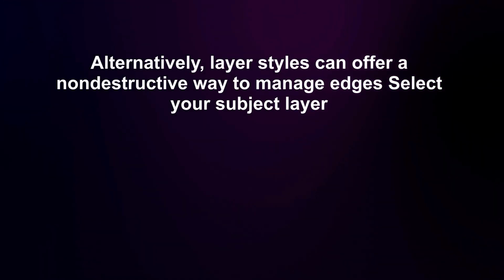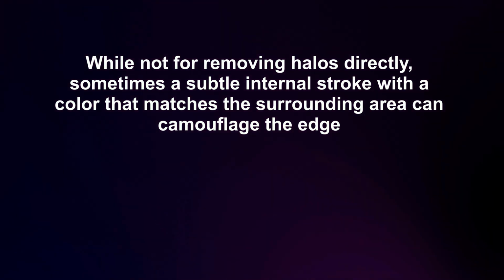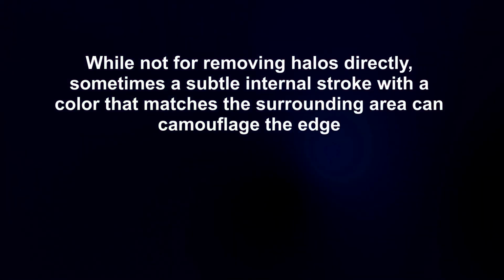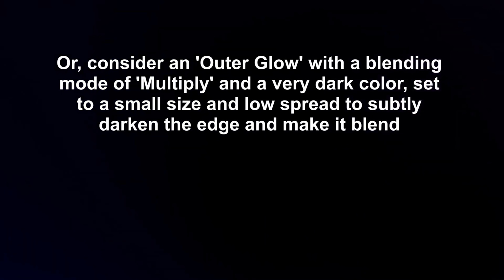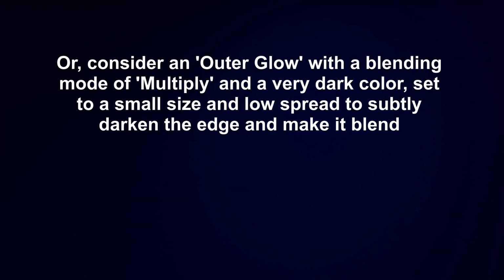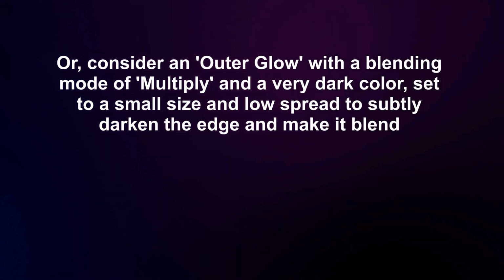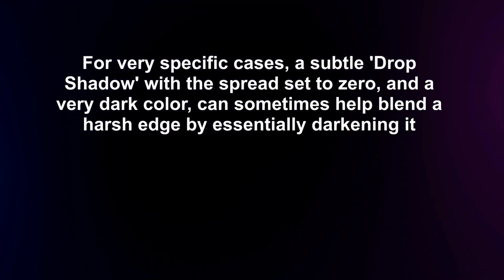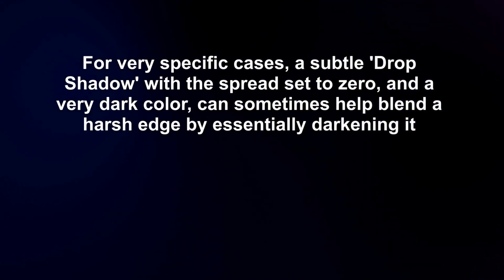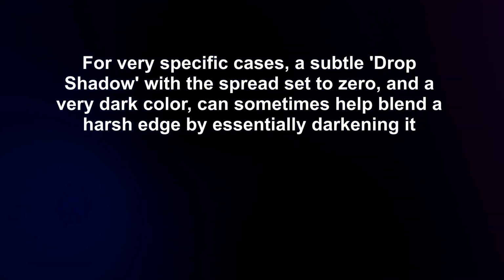Select your subject layer. While not for removing halos directly, sometimes a subtle internal stroke with a color that matches the surrounding area can camouflage the edge. Or, consider an outer glow with a blending mode of multiply and a very dark color, set to a small size and low spread to subtly darken the edge and make it blend. For very specific cases, a subtle drop shadow with the spread set to 0 and a very dark color can sometimes help blend a harsh edge by essentially darkening it.